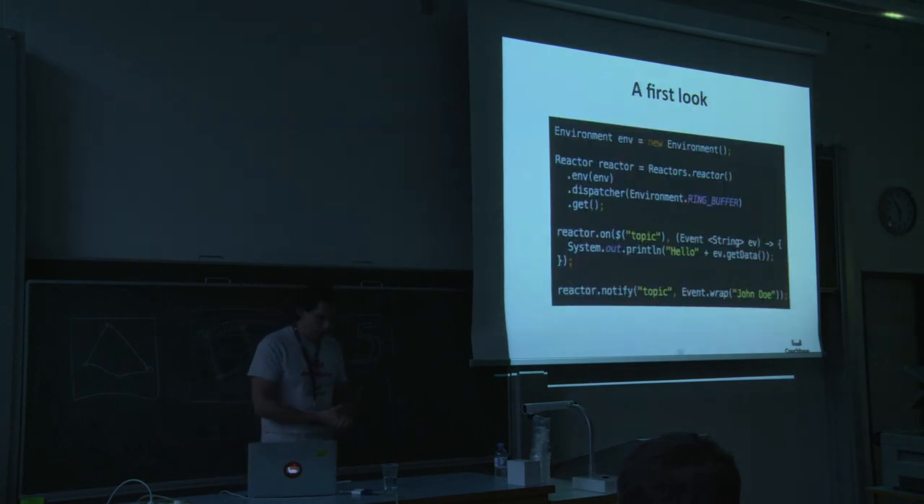So, a quick first look. Three things happen here, or four things. The first one is we create an environment. It's not so important right now, but when you start building applications, make sure to only create one environment, because the environment creates your threads, your different dispatchers, your thread pools, these kinds of things that you will reuse later in your reactors and in your promises and streams.